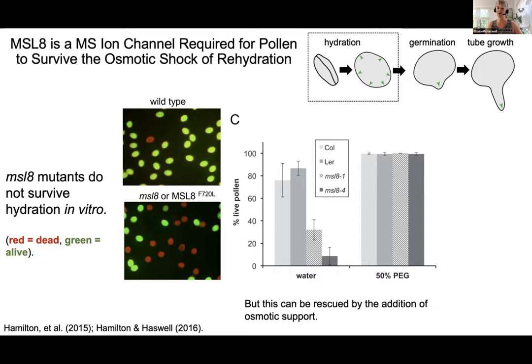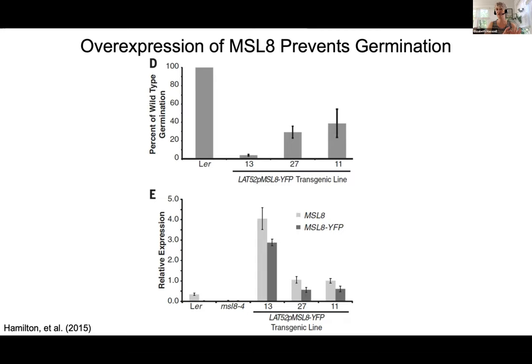And then the last piece of biology that I want to share with you is the fact that overexpressing MSL8, instead of knocking it out like I just showed you, actually keeps pollen grains from germinating. In this top panel here, all we're doing is counting how many pollen grains are capable of producing one of those functional tubes. LER is the wild type, and these are three different lines that are expressing MSL8 at higher levels. You can see that they really don't germinate well, and that the ability to germinate is inversely proportional to the expression level, at least at the transcript level.